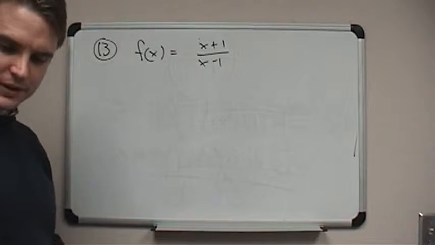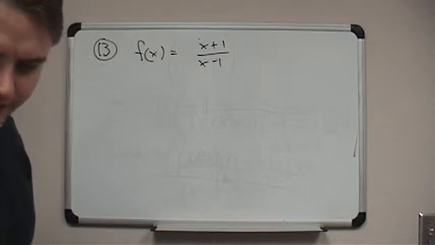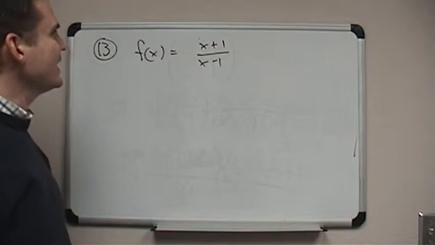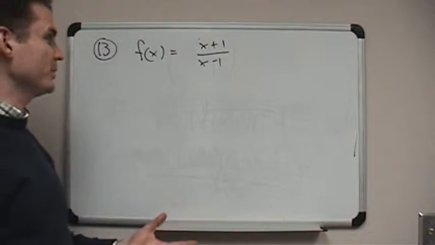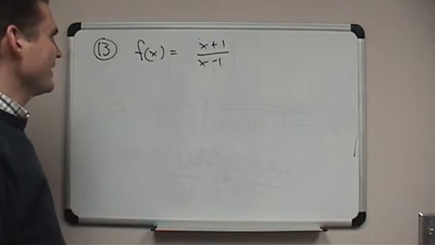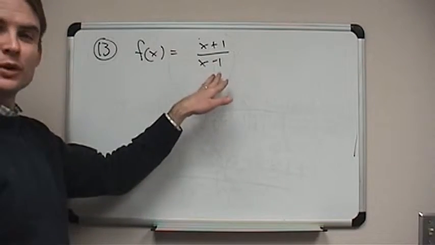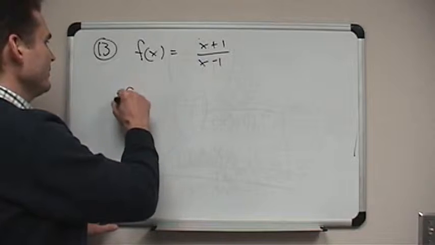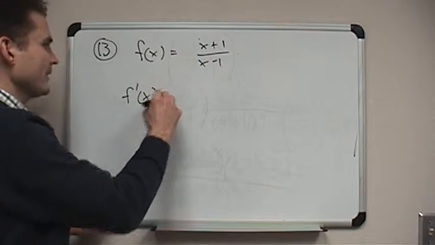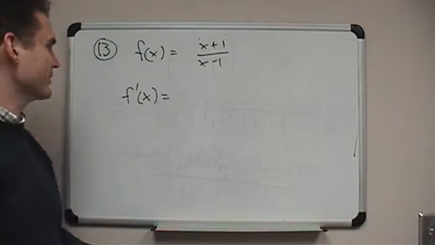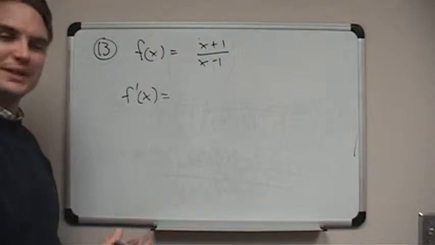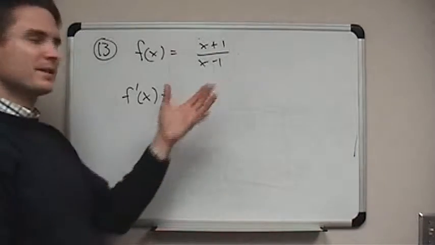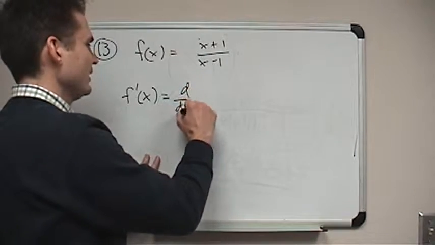Okay, this is exercise number 13 in section 2.6, and practice with computing higher order derivatives. They give us a function, x plus 1 over x minus 1, and ask for the second derivative. Well, first derivative. Now the only way to get the second derivative is to get the first derivative and then compute its derivative. So what is the derivative of this function?